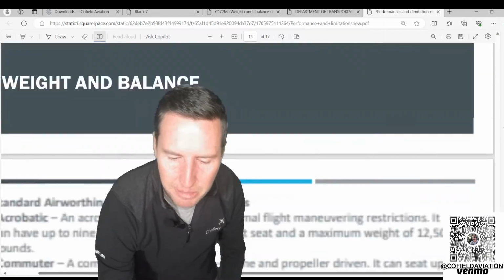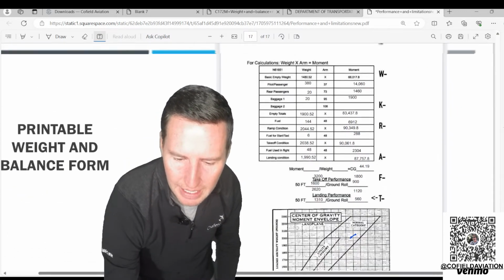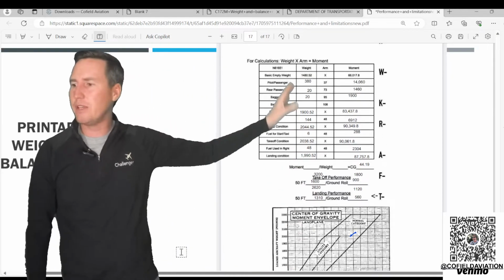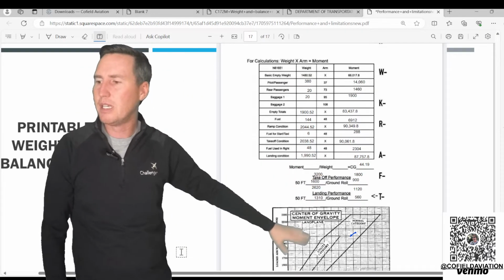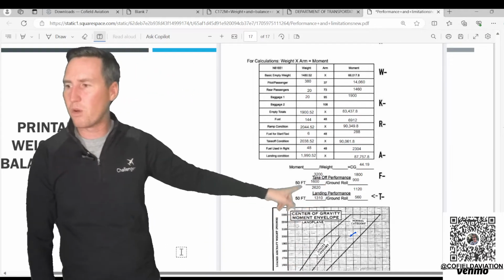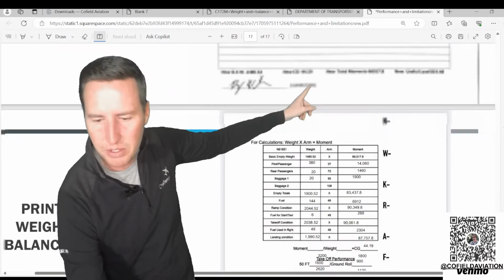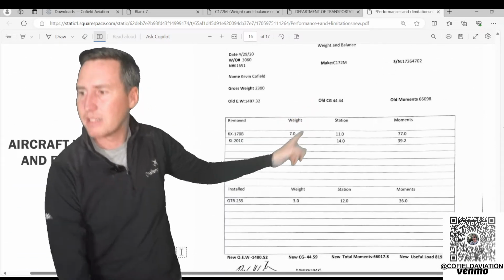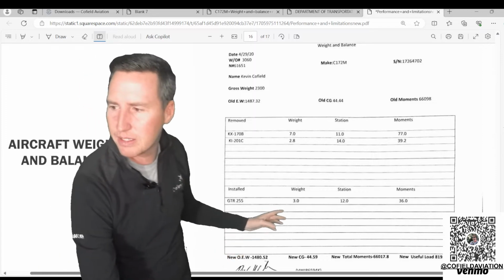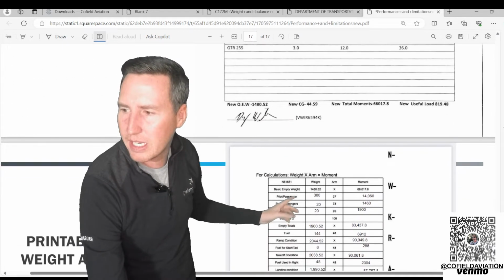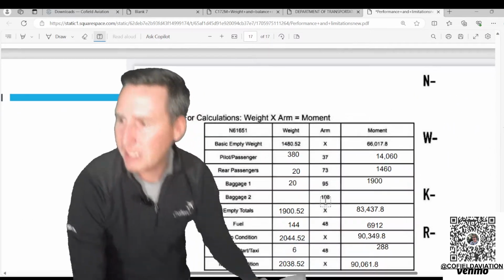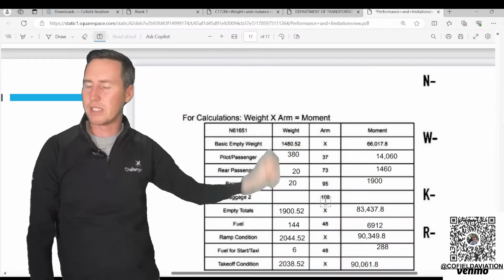So, all right, we're coming back down here, and we have done this sheet. We've done the weight and balance. We've come up with where we are in the center of gravity envelope. We've come up with takeoff and landing performance. Also, again, I wanted to show you the aircraft specific weight and balance is right here. That is where we're getting this basic empty weight number, right there on the previous slide.